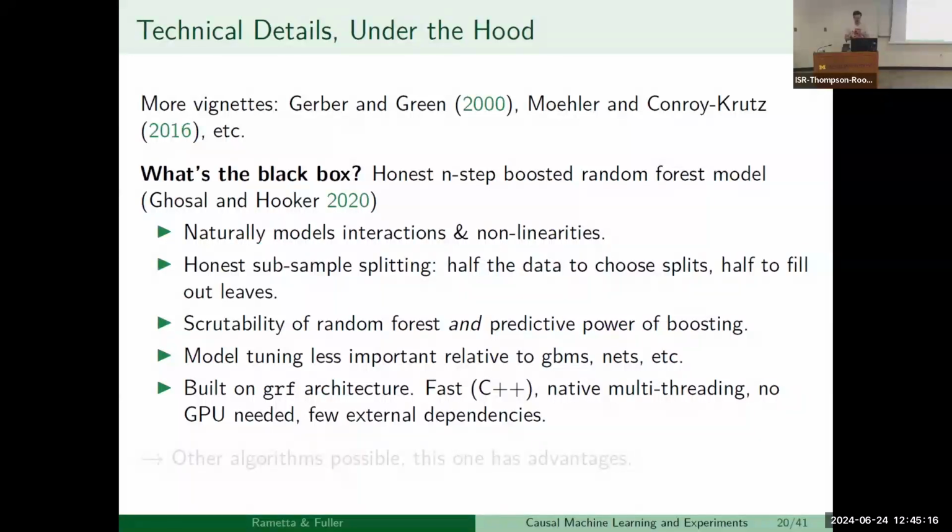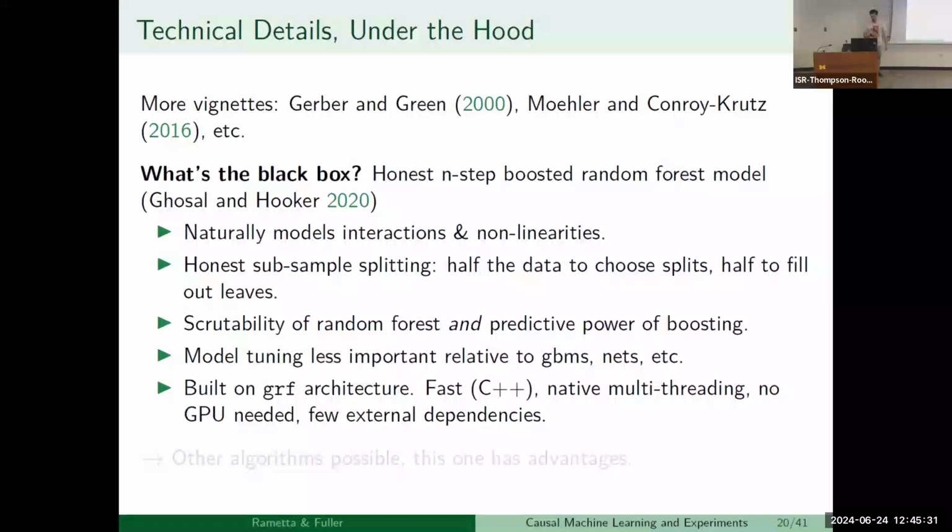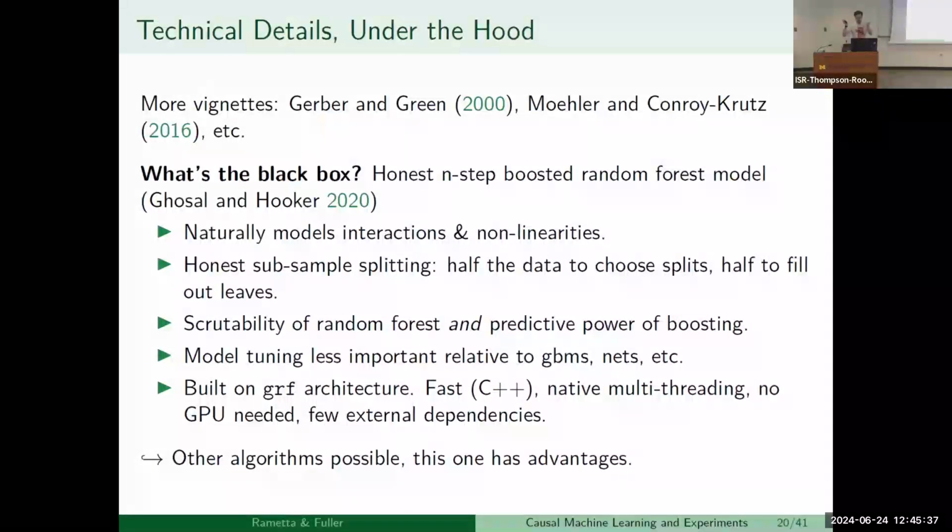Random forest is a good idea in this case also because, unlike some other algorithms you could consider, the number of tuning parameters is relatively small. Out of the box, you're likely to get pretty decent fit. So for this application, we think this is good. Also, we're building on this GRF architecture, which is fast and multi-threaded, and you don't need a GPU or anything to run it. In the real world, if you wanted to use something else, it could be fun.